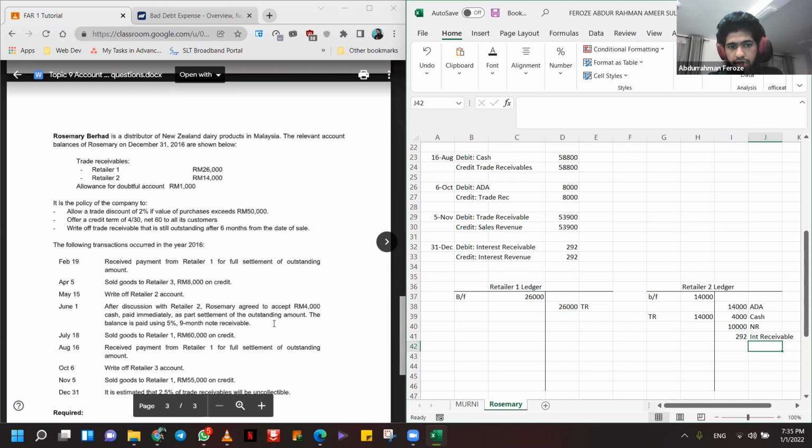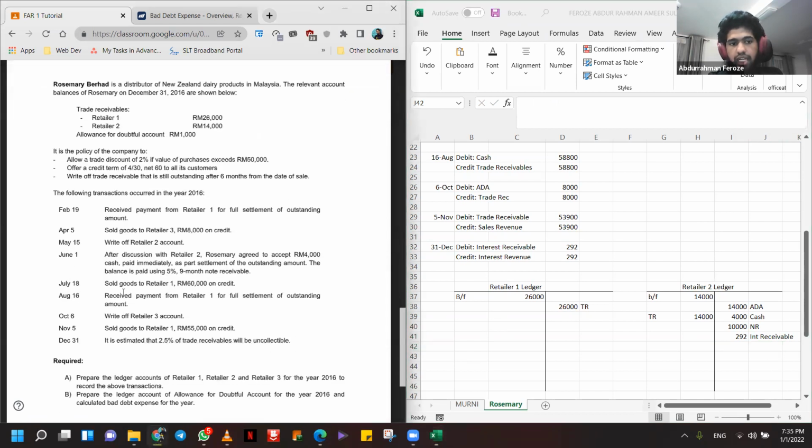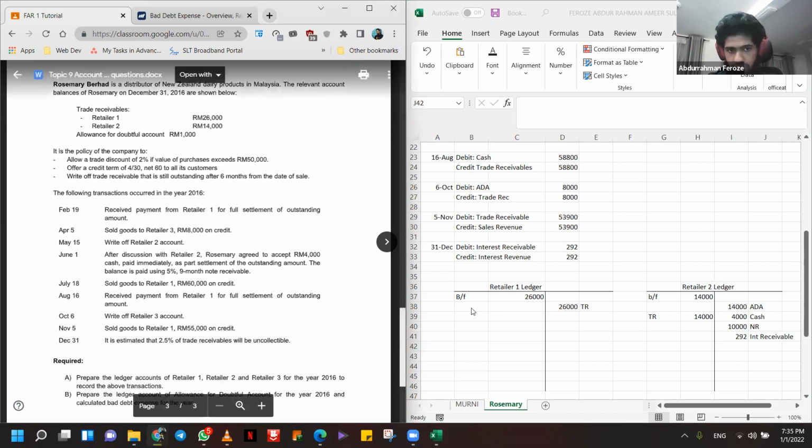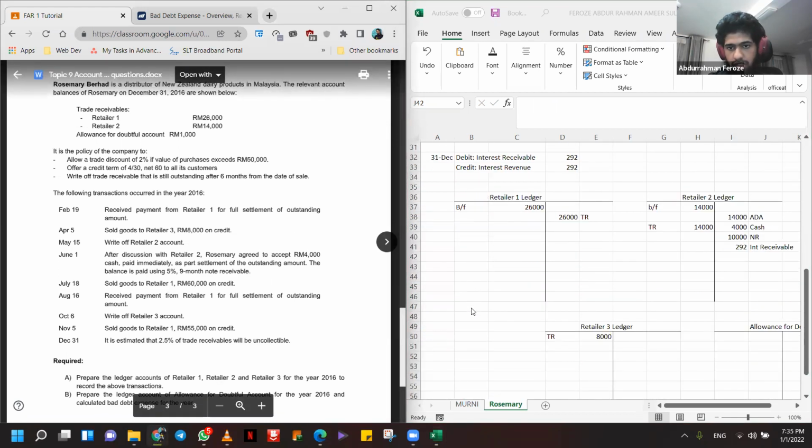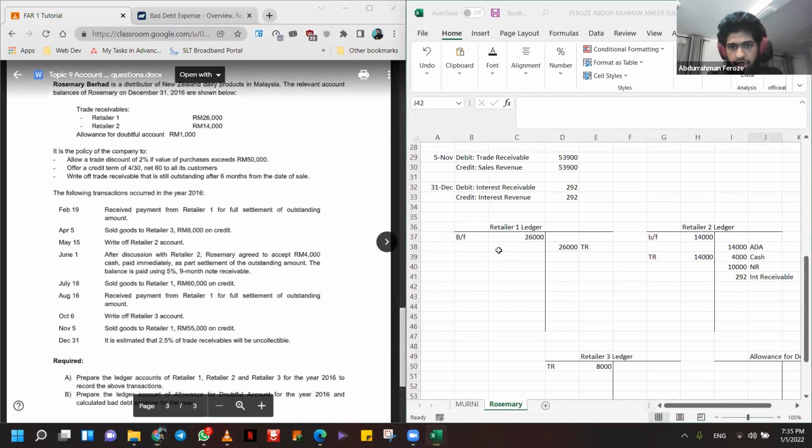We have dealt with everything up to here. And then on July 18th we sold goods to retailer 1, 60,000 ringgit on credit. So TR 60,000 on credit has been sold. And then on August 16th, they have paid us back that full amount. So we have 60,000 that's been paid back to us in cash.